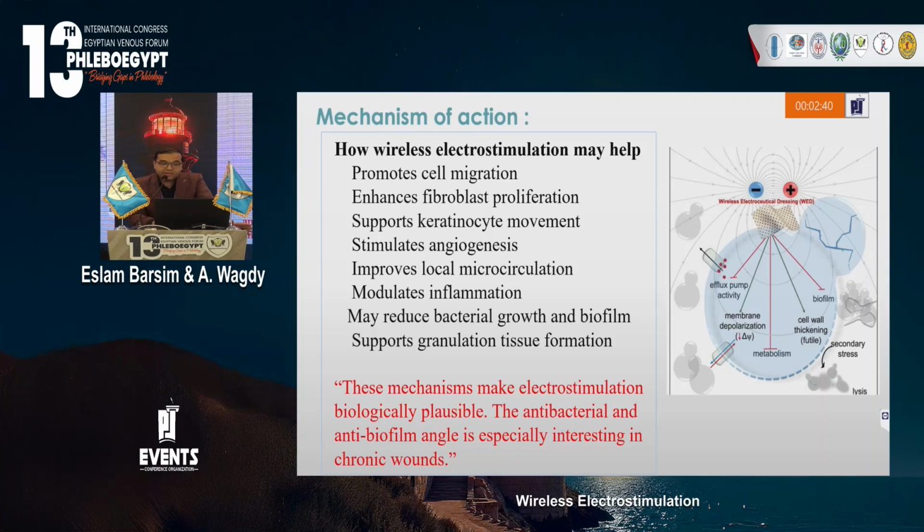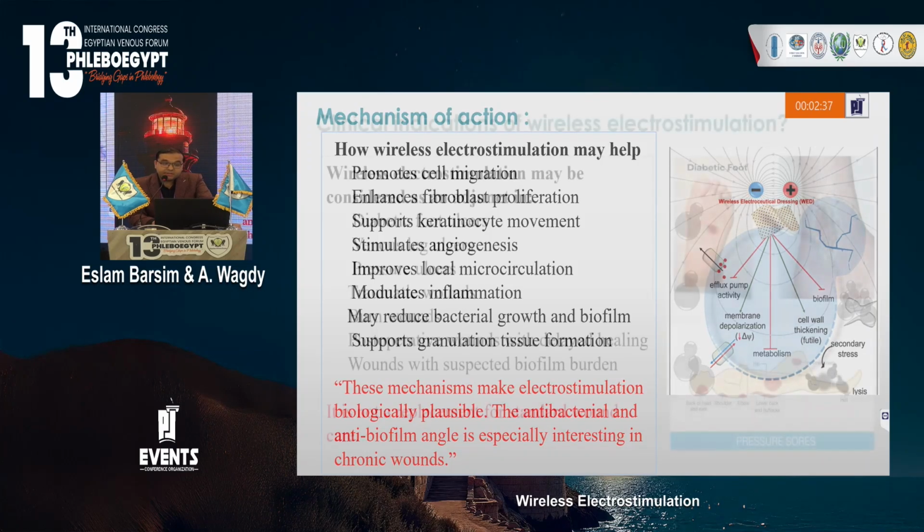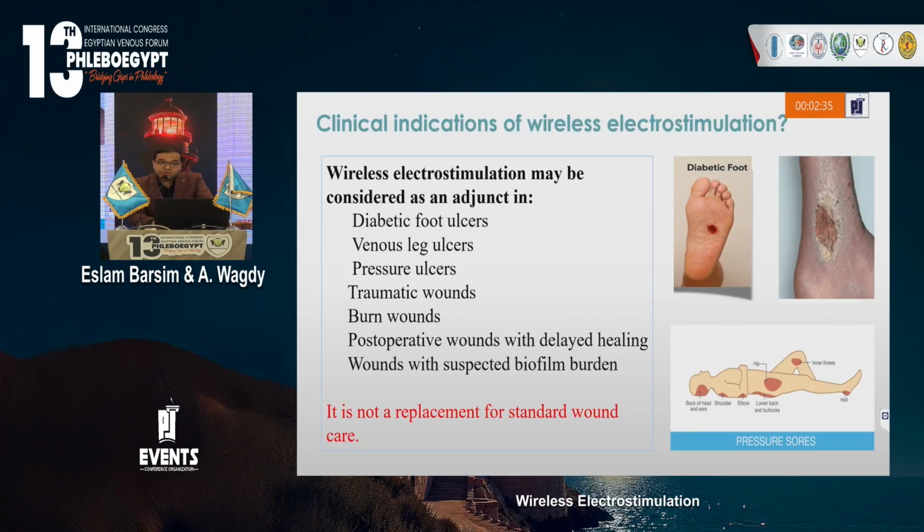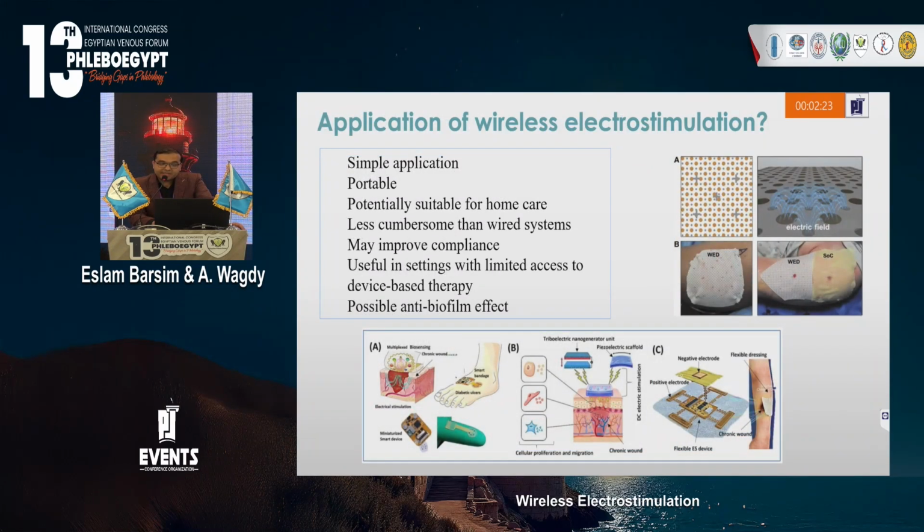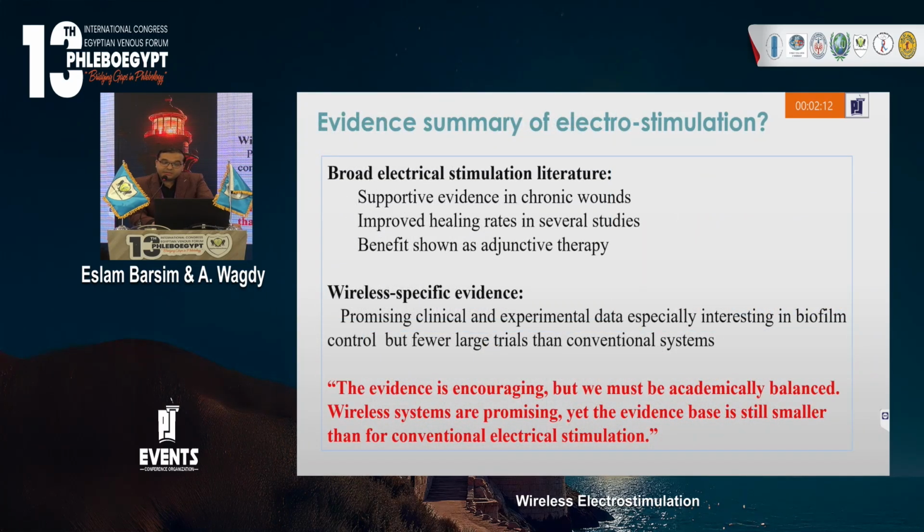Mechanism of action: it promotes cell migration and enhances fibroblast proliferation. The main role of wireless electrostimulation is adjuvant only. It is not a replacement of standard wound care. Venous ulcers need compression, ischemic ulcers need revascularization, neuropathic ulcers need offloading. What about application? It is easily portable, suitable for home care, improves compliance, useful where access to device-based therapy is limited, and has a possible anti-biofilm effect. What about the evidence summary and the limitations?